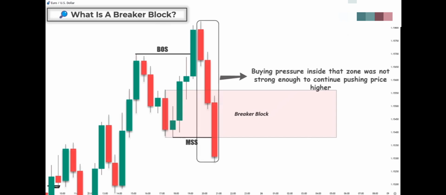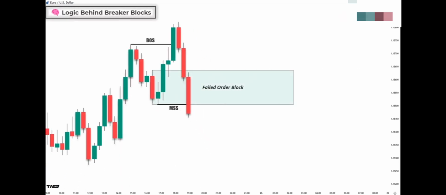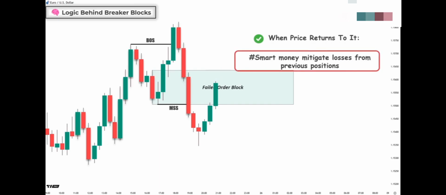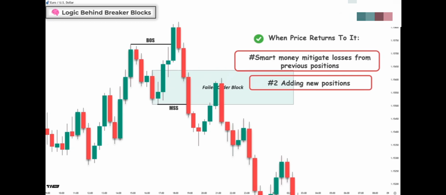As a result, that same area can now become a bearish breaker block because traders who bought from that zone may become trapped. Then, when price returns to it, institutions can use that retest to mitigate losses from previous positions while also entering new positions in the new order flow direction. More importantly, a breaker block acts as a key decision point where the market confirms a shift in control.